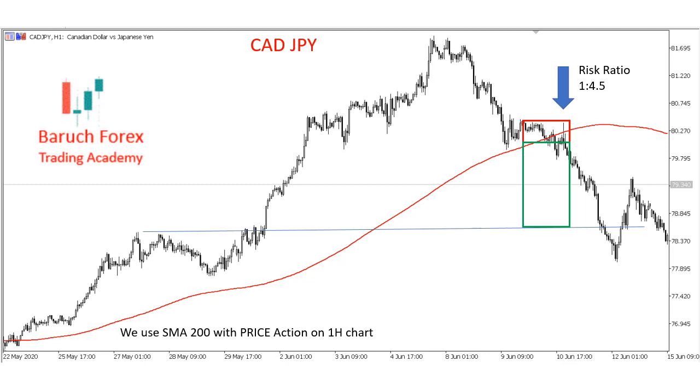Okay, let's look at another example. Same currency, Canadian Japanese yen. You can see the 200 moving average. If you look at the 200 moving average, it's going up.